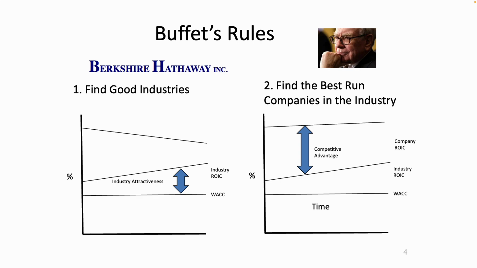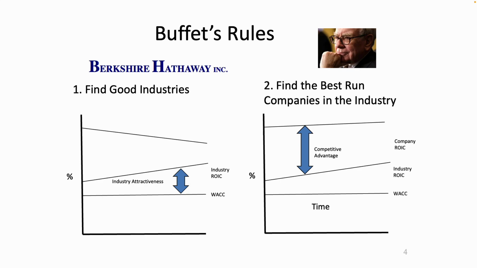In this class, again, following Warren Buffett's rules, we are going to define an attractive industry by spread. So to have an attractive industry, your ROIC as an industry must be greater than your industry WACC. That's the opposite for your homework. A value-destroying industry has an ROIC less than its WACC. That's what you got to find in your homework assignment.